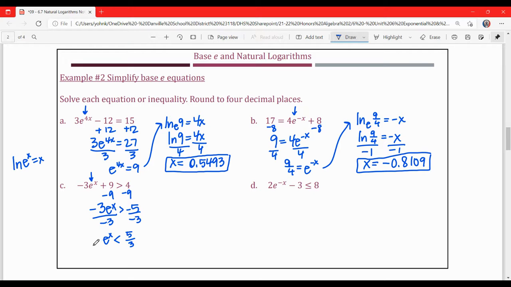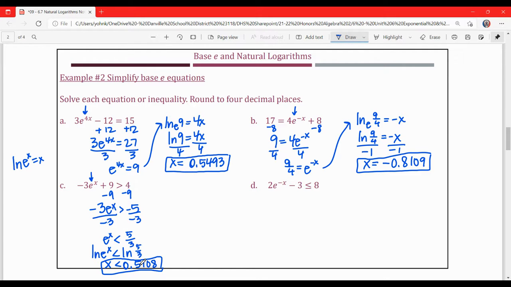So what I can do is take the natural log of both sides. I could have actually done this on all the other problems on this slide as well. I just thought I'd show you something different. So ln e^x is just x. And then I have less than ln of 5/3. And ln of 5/3, if I type it into my calculator, is 0.5108.